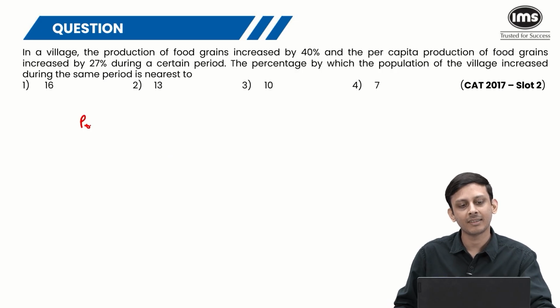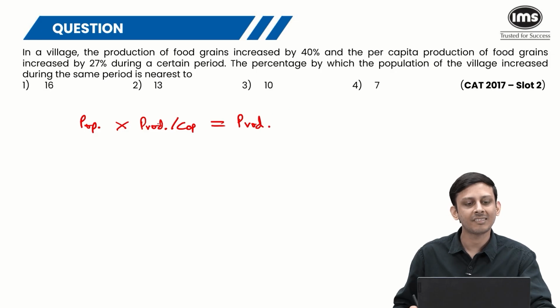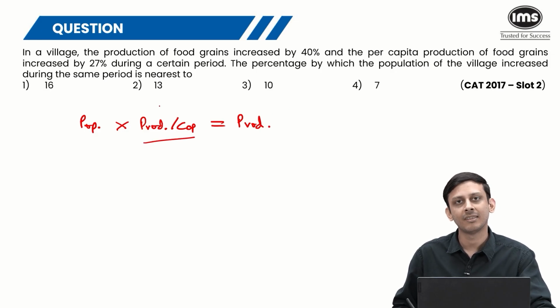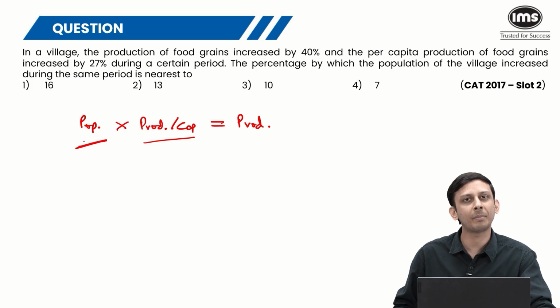Let's start with that. And population, if we multiply with the production per capita, that will give us the total production. See, what this means is production per capita is the production per person. For every one person, what is the production? So the production for one person, if you multiply with the total number of people, which is the total population, you will get the total production. Okay, that is the logic for this equation.